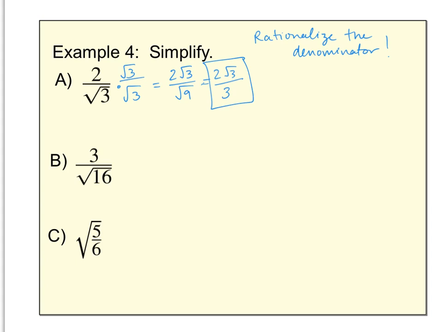Now, I could start by rationalizing the denominator and multiplying by root 16 over root 16, but the square root of 16 is just 4. So can't we just change this to 3 over 4?